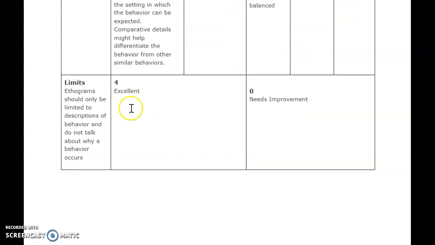And then the limits. And this one is worth a lot of points, but it only comes as either you earn a 4 or a 0. And basically in this part, we want to see that you're not including any assumptions in your writing. So we don't want to know what you think about why the animal's doing it or what it's going to get as a result of doing it. You're simply describing what you can directly see and observe on your own.